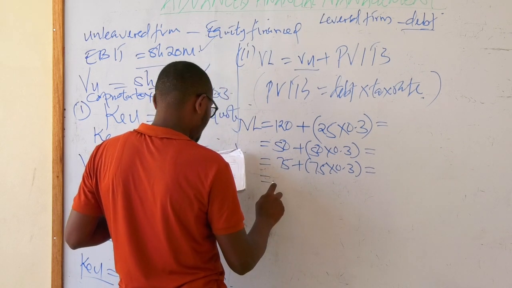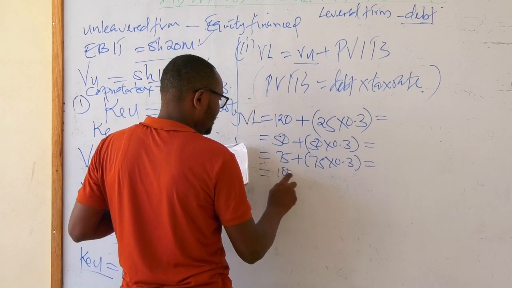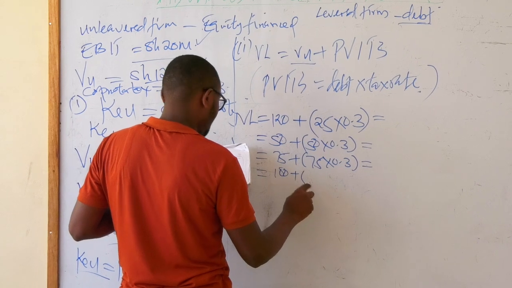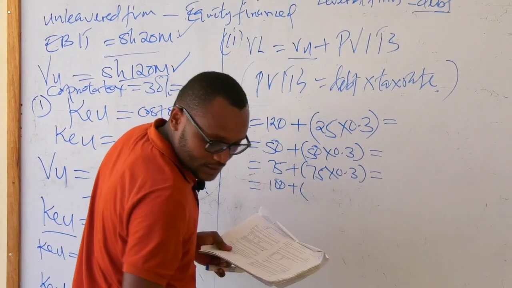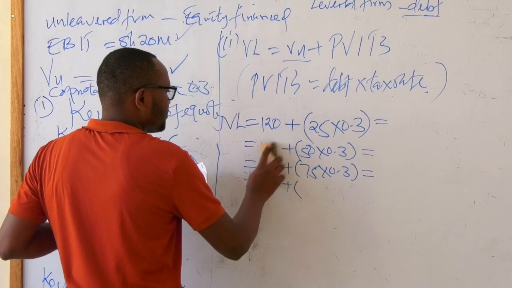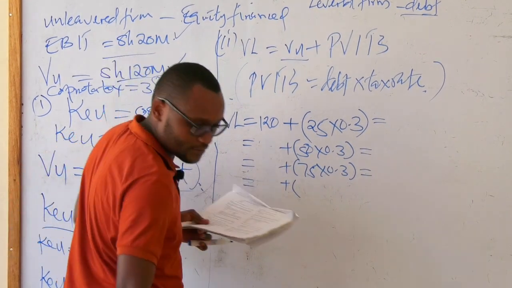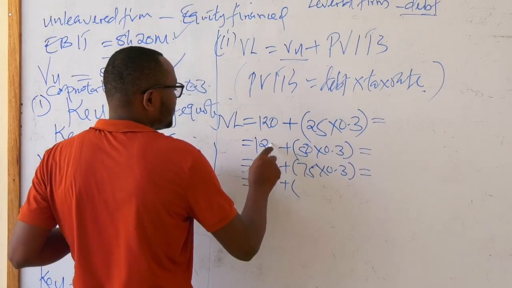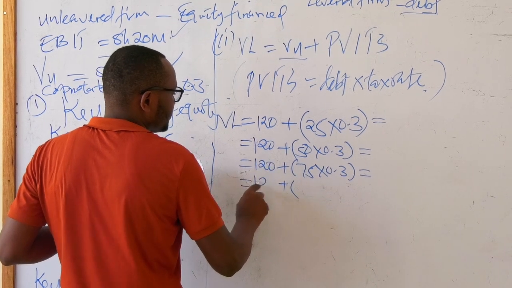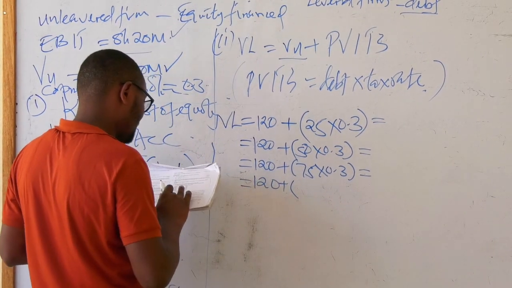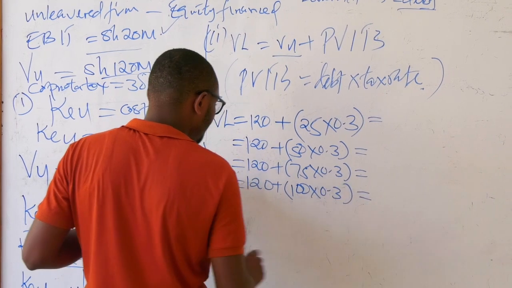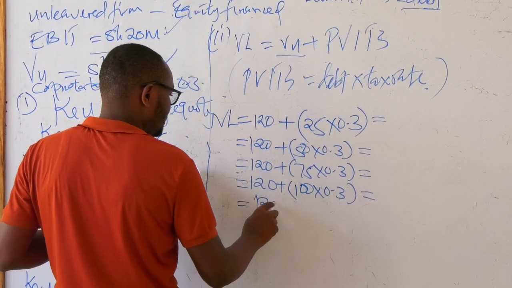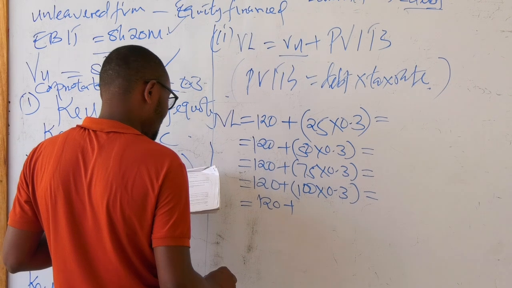The other one is 100 plus... no, not 100. I'm making some mistake. I'm supposed to have the value of the farm first before the debt. Sorry for that, 120, 120, 120. Then we have 100 times 0.3, which gives us 120, which is the value of the farm, or levered farm.